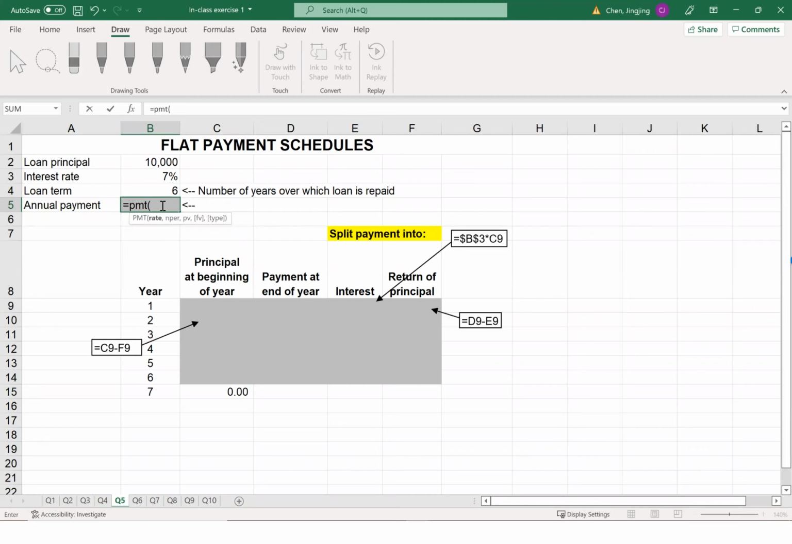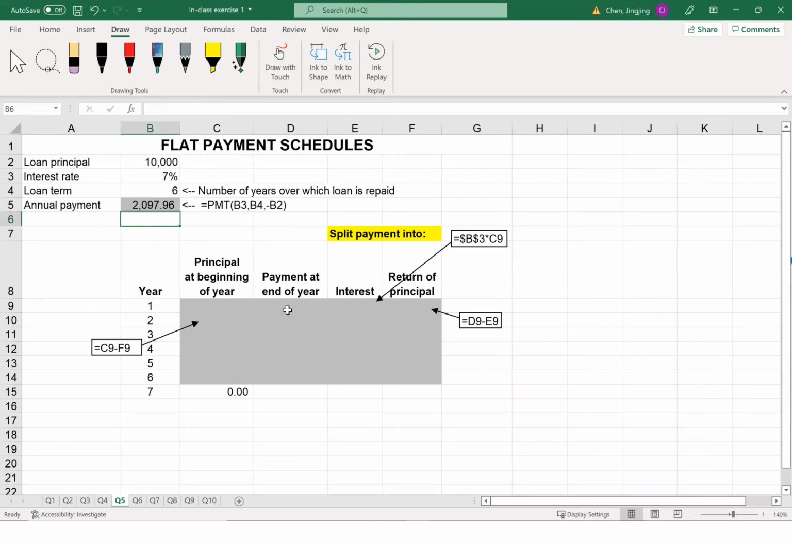Now here, the first term should be the rate. So the rate is the interest rate. Second should be the number of periods. So that will be 6 years. And finally, we'll input the present value. Now I'll just go ahead and select present value. So you're probably going to see a negative result here. To change that negative, we need to instead put a minus sign here for the present value. Okay, now we get the correct number for payment.